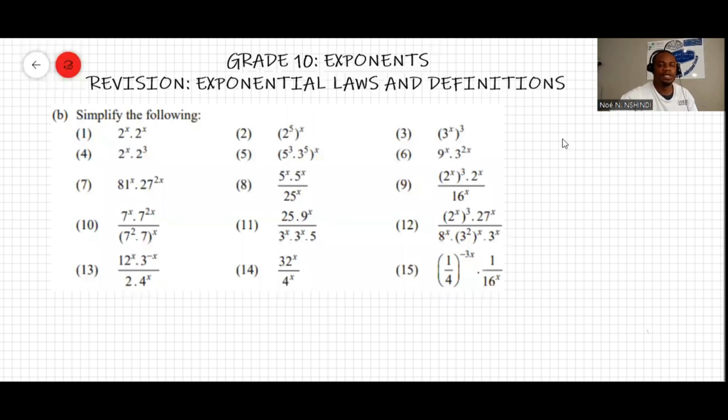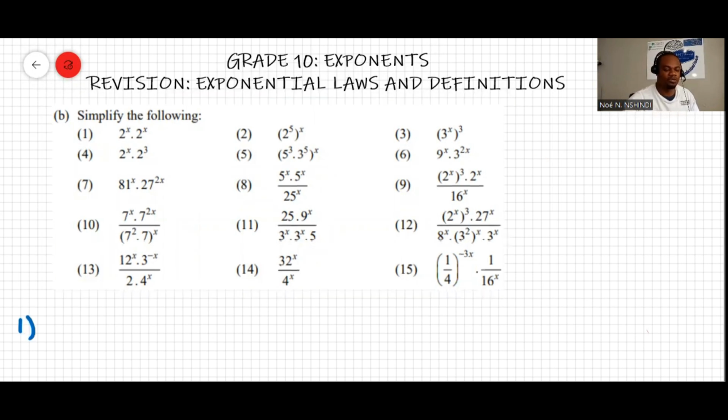Well, now we're going to do question B. Let's say simplify the following. Just by looking at this, we can apply this law of exponents. Let me write it over here.